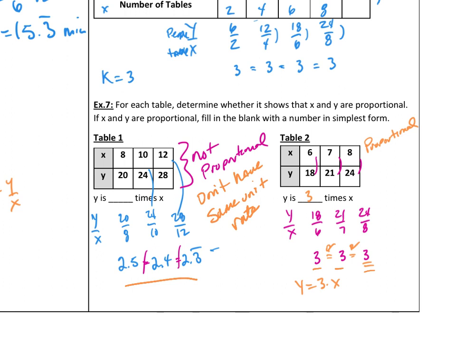Okay? But on this table 2, it is proportional because when we put y over x, we got 3 every time. So it's proportional because it has the same unit rate. The unit rate is y is 3 times x. So k equals 3. So our equation is y equals 3 times x. Okay? All right. So that's what we're testing. Is it or is it not proportional?